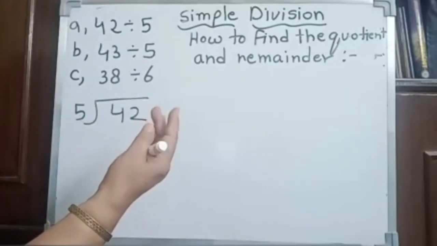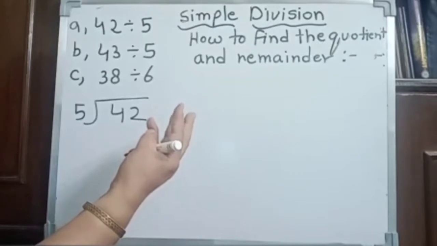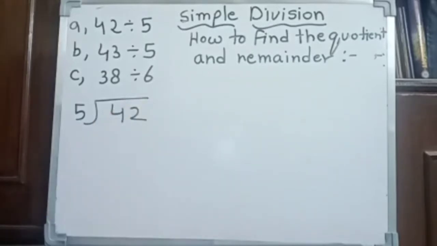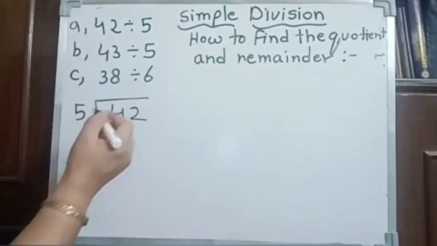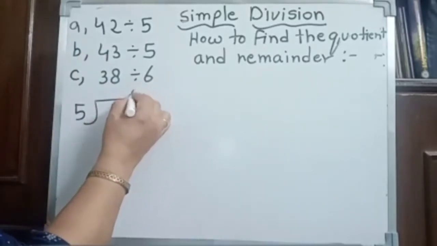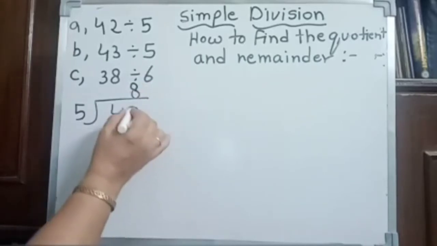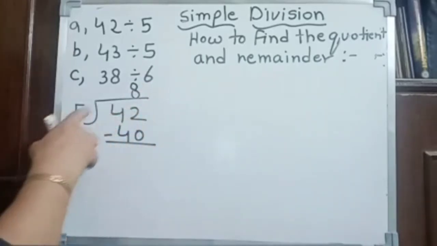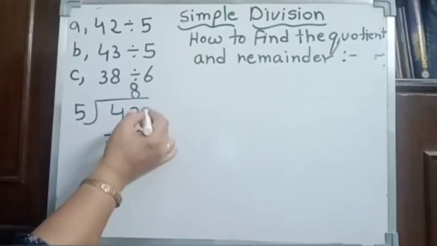5 ones are 5, 5 twos are 10, 5 threes are 15, 5 fours are 20, 5 fives are 25, 5 sixes are 30, 5 sevens are 35, 5 eights are 40. Now look here. Stop where it is less than 42. 5 nines are 45, so don't go there. You have to subtract this.